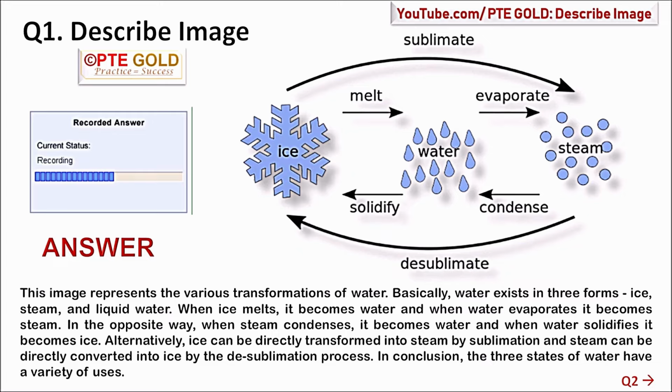Alternatively, ice can be directly transformed into steam by sublimation, and steam can be directly converted into ice by the desublimation process. In conclusion, the three states of water have a variety of uses.